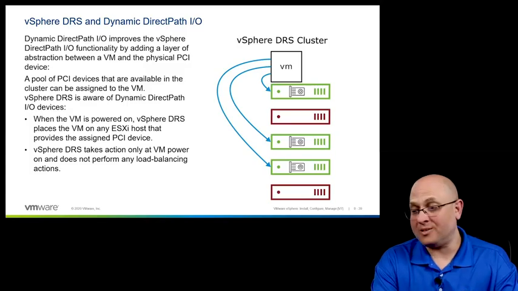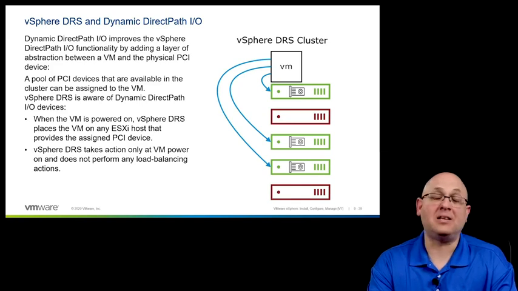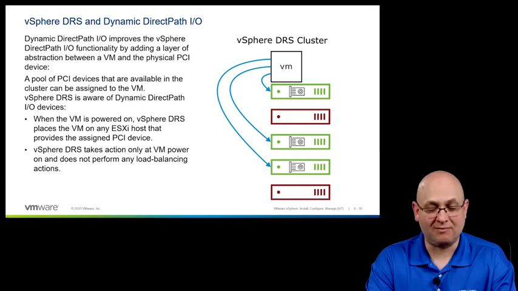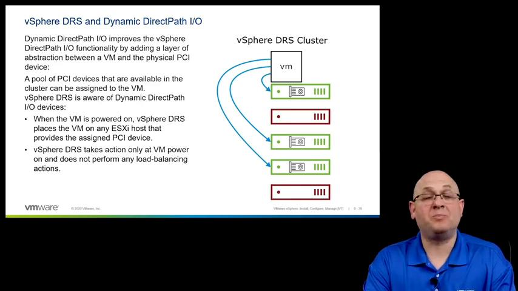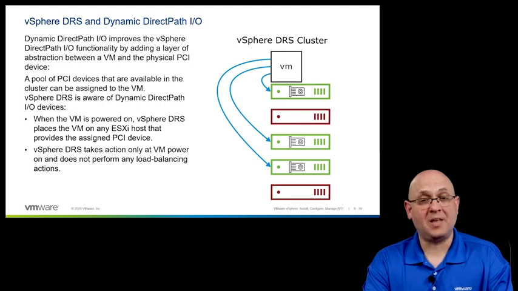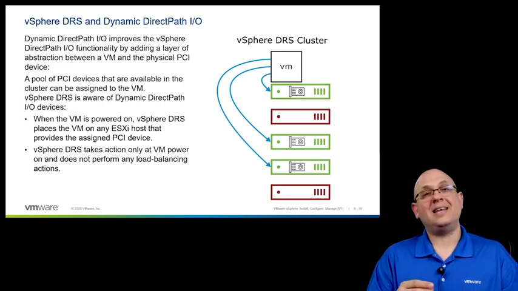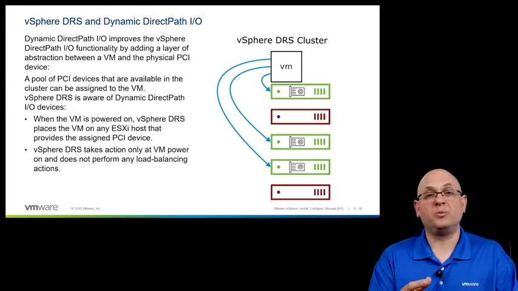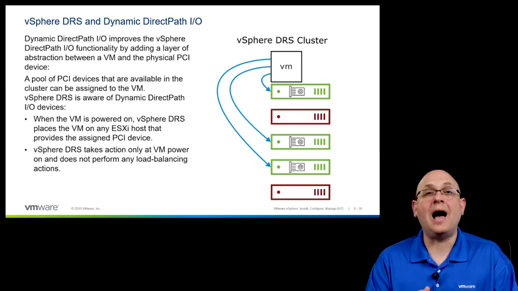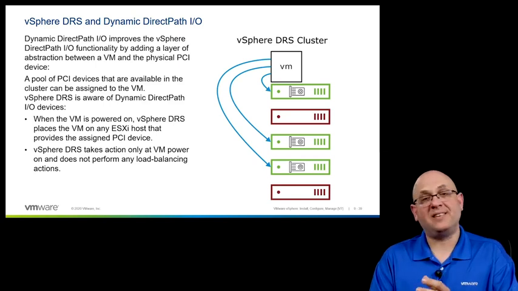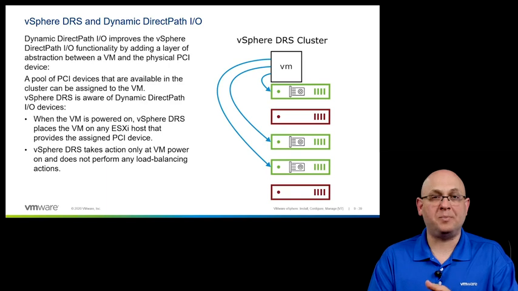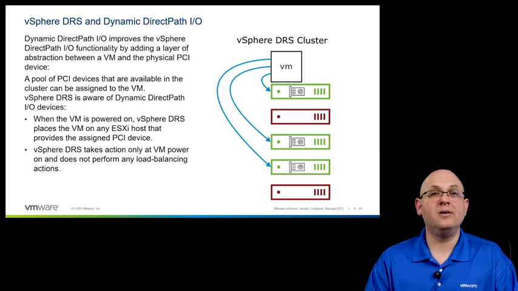Let's wind up this discussion by looking at a new feature called Dynamic Direct Path I/O. Now, in order to understand Dynamic Direct Path I/O, we need to understand Direct Path I/O in general. Direct Path I/O has been around for a long time. And what it does is it improves the performance of virtual machines and applications that rely on specific physical hardware to be there, to be present in your ESXi hosts.